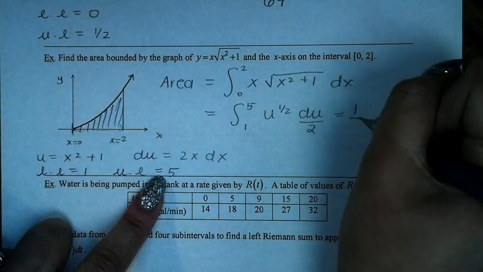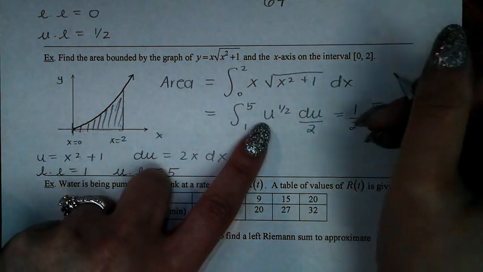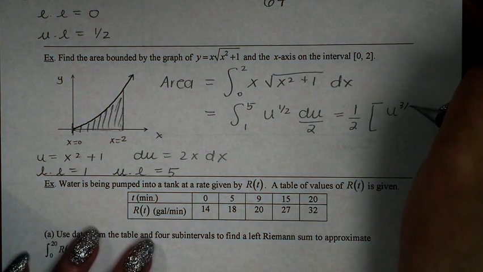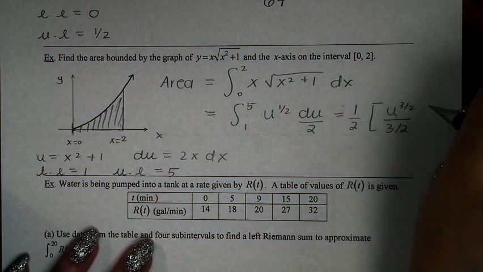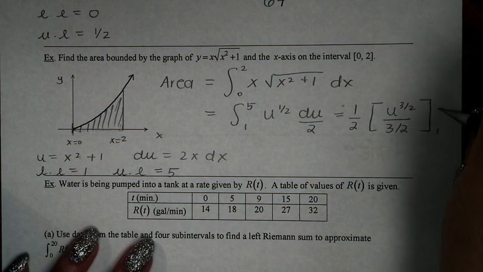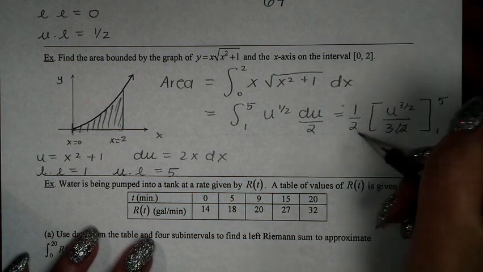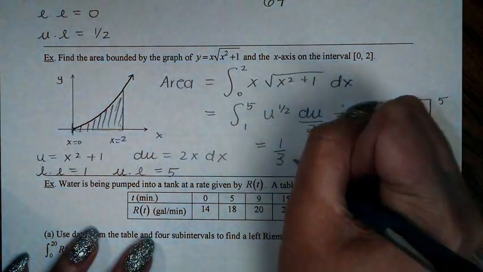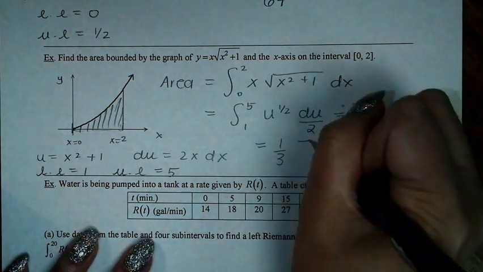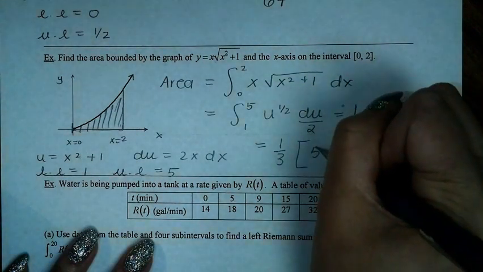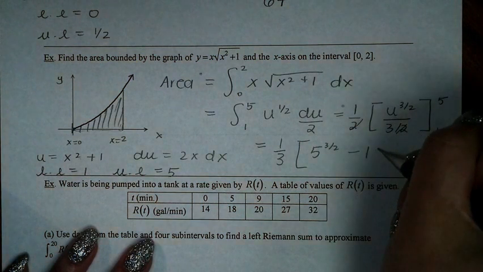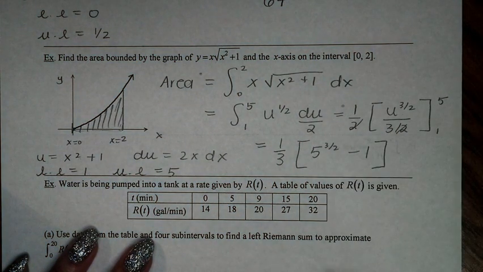This is going to be equal to 1/2, and then I integrate the u to the power of 1/2, which is going to be u to the power of 3/2 divided by 3/2. And then you're going to evaluate this from 1 to 5. You cancel the 2's, so what you have over here is a 1/3 times 5 to the power of 3/2 minus 1 to the 3/2, but you know that that's a 1, so I leave it like that. And you can just leave it like that.